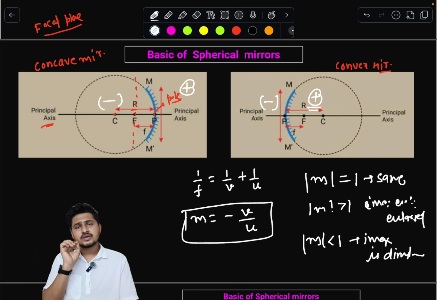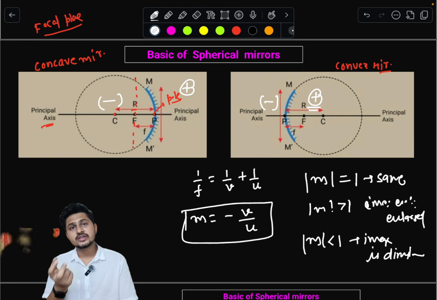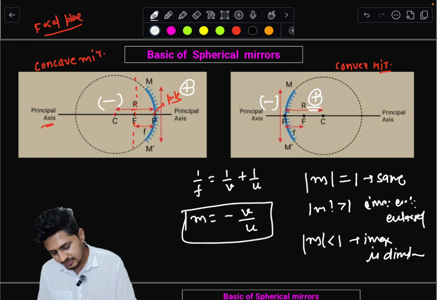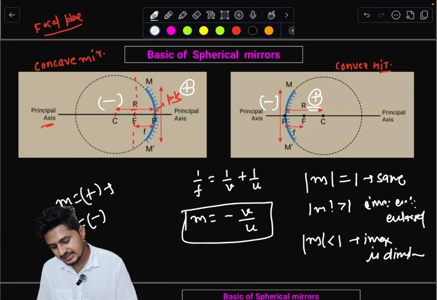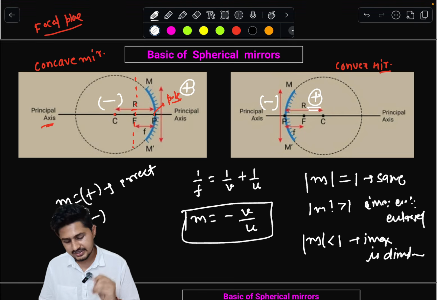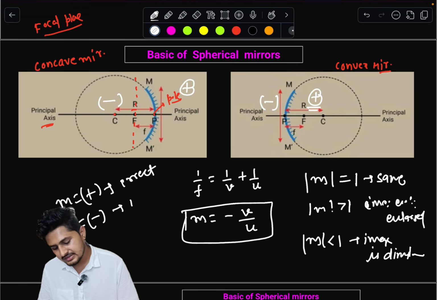Diminished means the size of the image is small compared to the object. Enlarged means the size of the image is more than the object. But this m can be positive and m can be negative. Whenever m is positive, this tells us that the image is erect in nature, and m negative tells us that the image is inverted in nature.